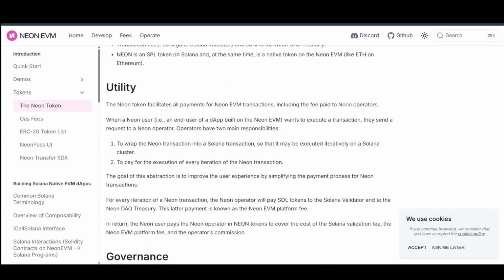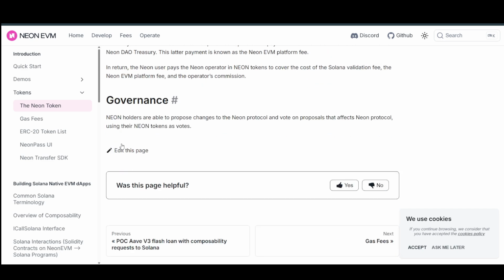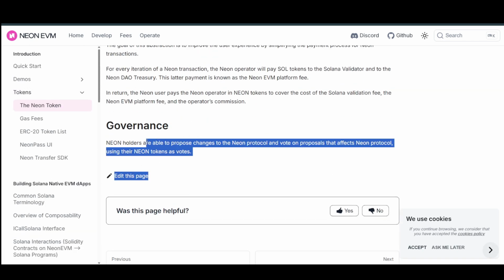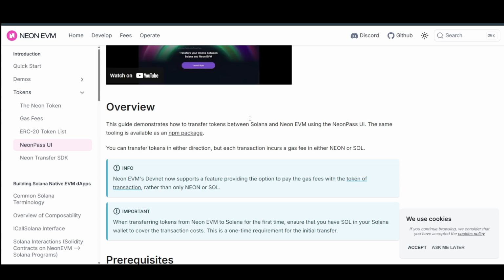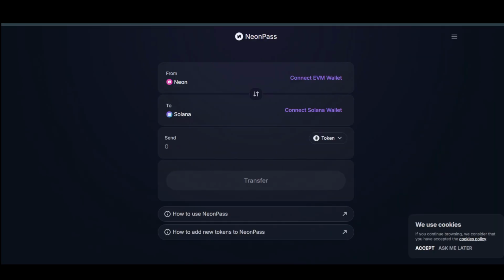After that, they have how it works. Basically, to translate the Neon transaction to Solana transactions, so that it may be executed iteratively on the Solana cluster, to pay for the execution of every iteration of the Neon transaction, and they have basically listed their governance. Now they have something called Neon Pass. It is basically this one. So you can do the transfer between EVM wallet and Solana wallet, as you can see here.